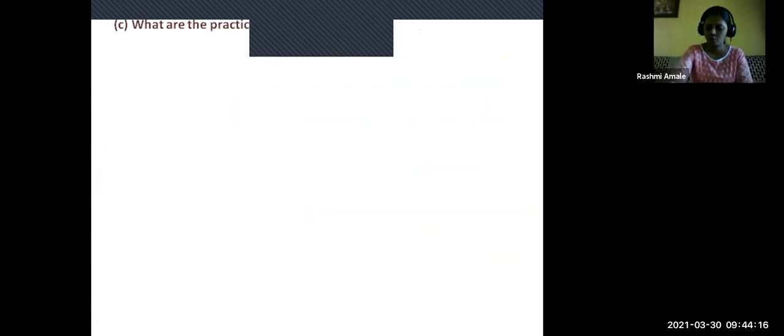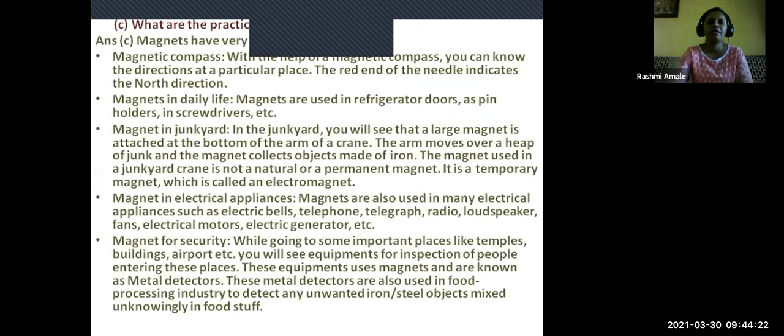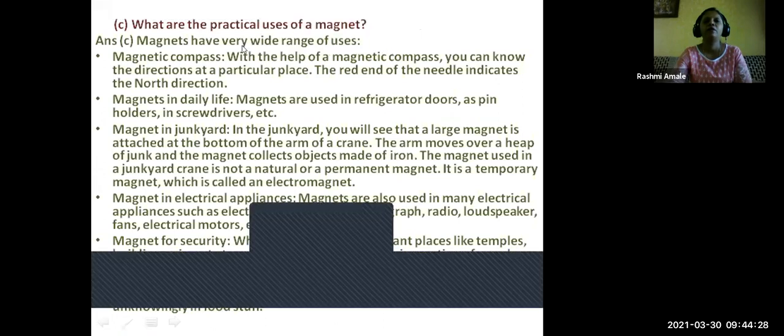And the last question, what are the practical uses of a magnet? So here there are many practical uses of magnet. Magnets have very wide range of uses. The first one is magnetic compass. With the help of a magnetic compass, you can know the direction at a particular place. The red end of the needle indicates the north direction.